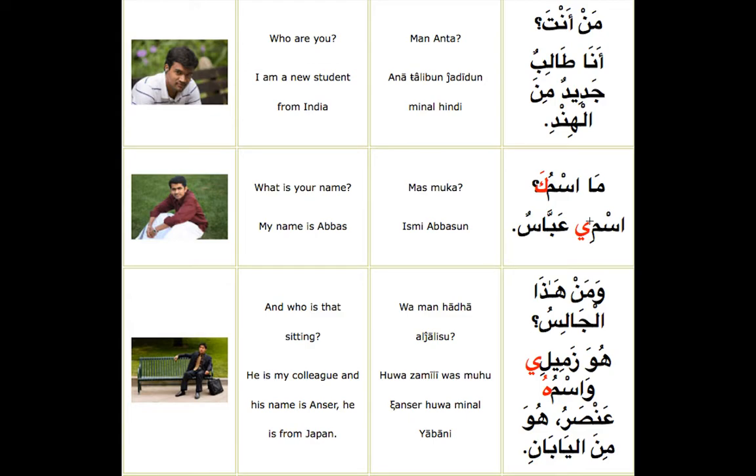And when you reply, say ismi, means my name. Ismi, because hamzatul wasl, when there is no word before it, it becomes the sound of i. So this is ismi, my name. Abbasun, or you can say my name is Zahir. Ismi Zahir. Waman hadal jalisu, and who is that sitting?